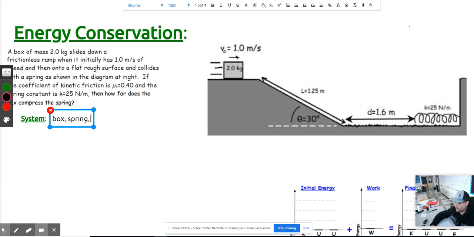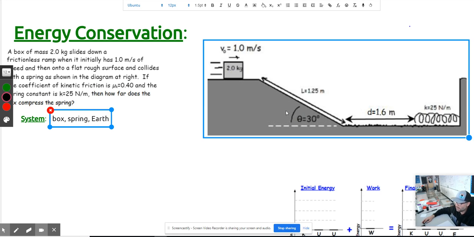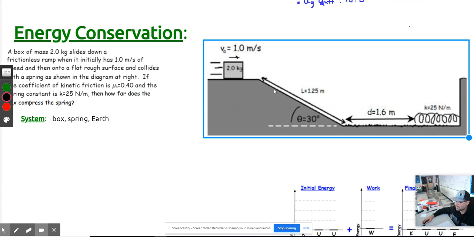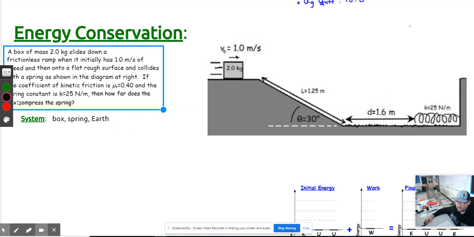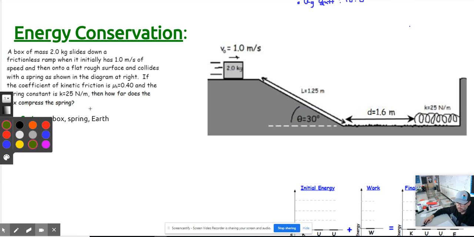And I think it's going to be the Earth. We have a height change, so the Earth is pulling on it, and it's going to be producing heat with the ground there. So I think those are things here. And so, having said that, I think it's going to be an isolated system, and let's look at this in a little bit more detail here.